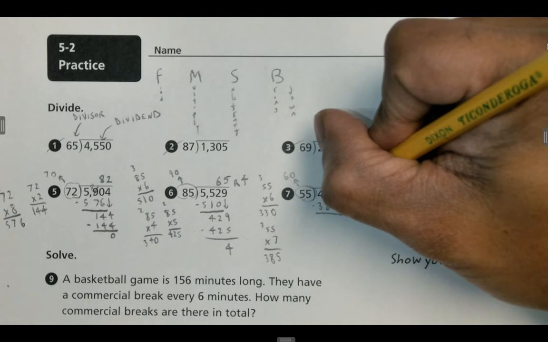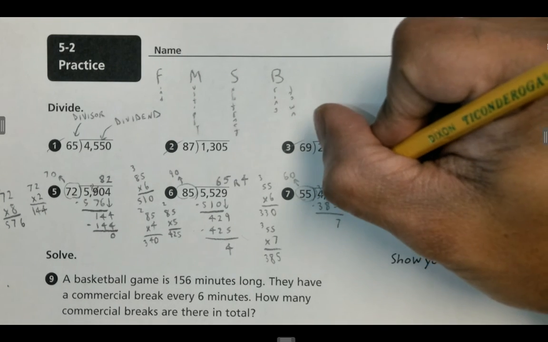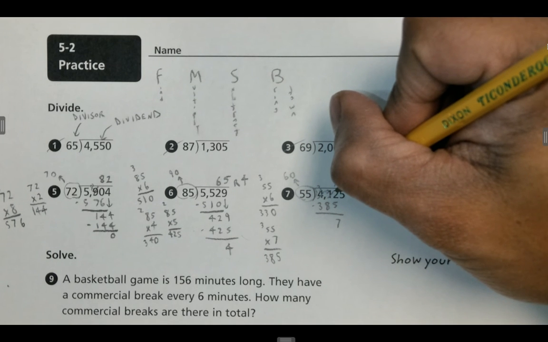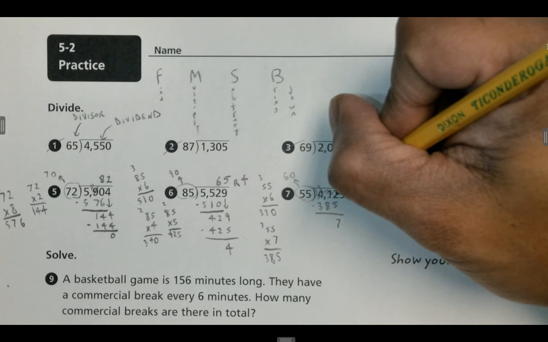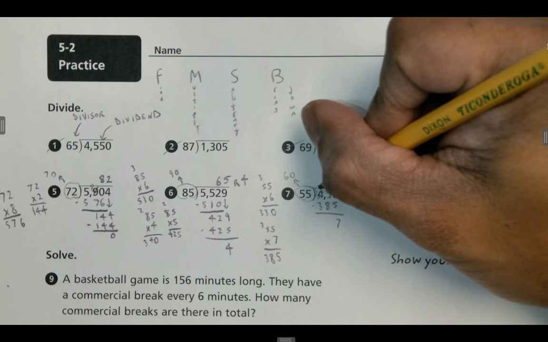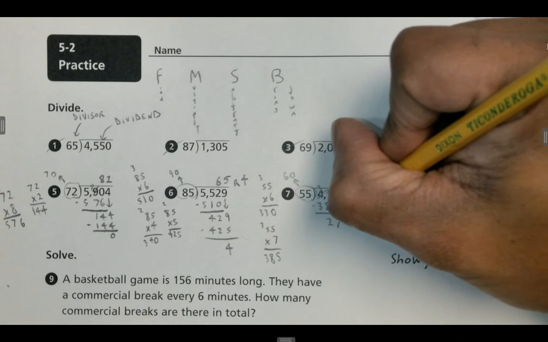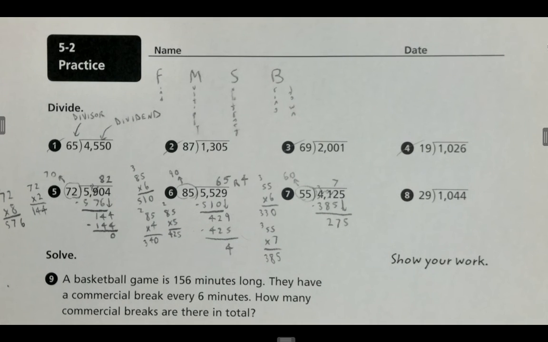2 minus 5 can't do it. We've got to borrow. 12 minus 5 is 7. Now, we have a 0 here, minus 8. We can't do it, so the 0 borrows from next door. This becomes a 10. 10 minus 8 is 2. Bring down 5. The new number that's formed is 275.